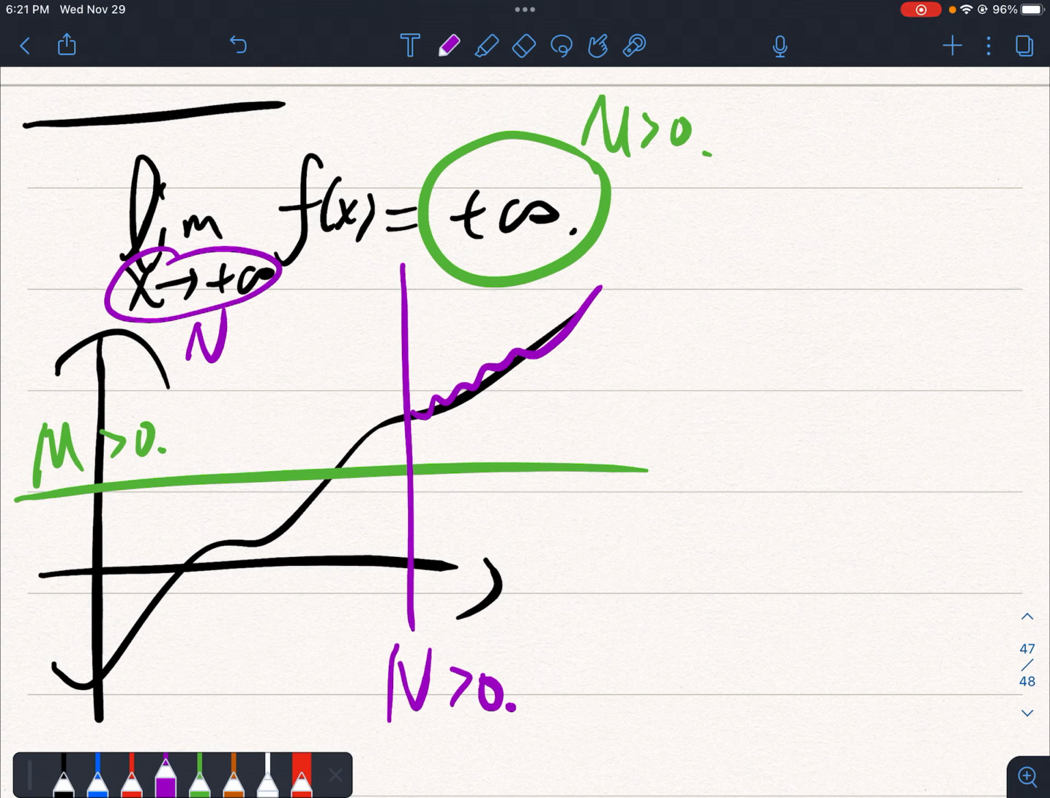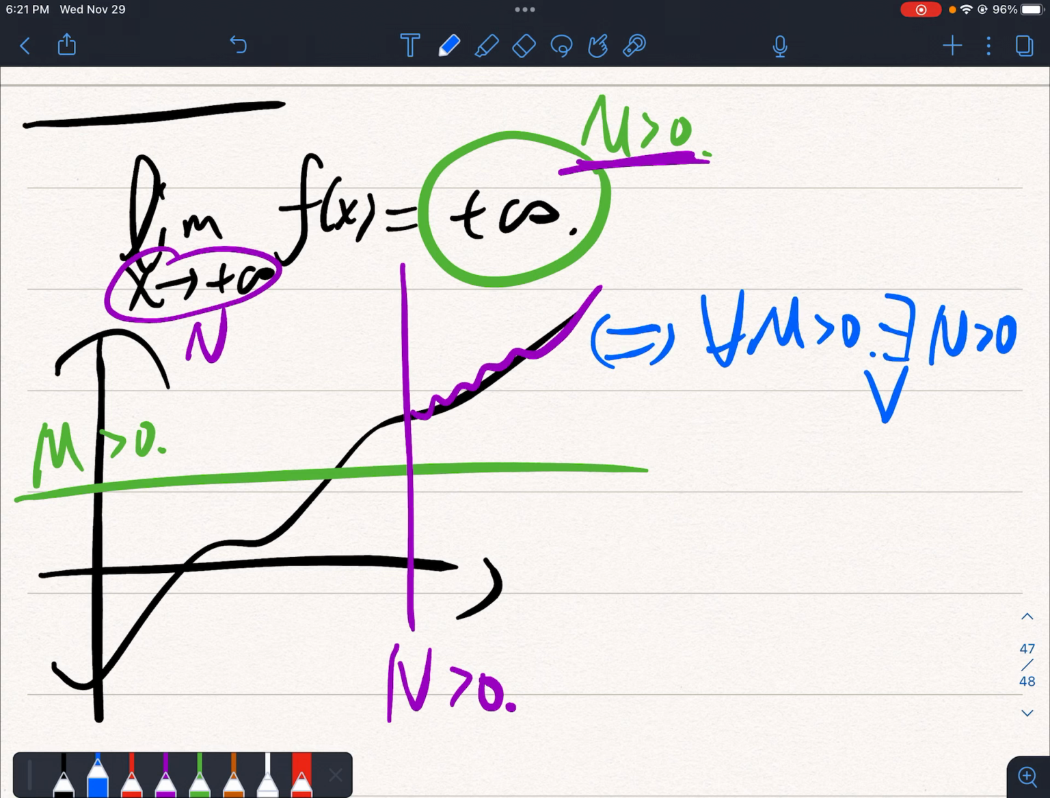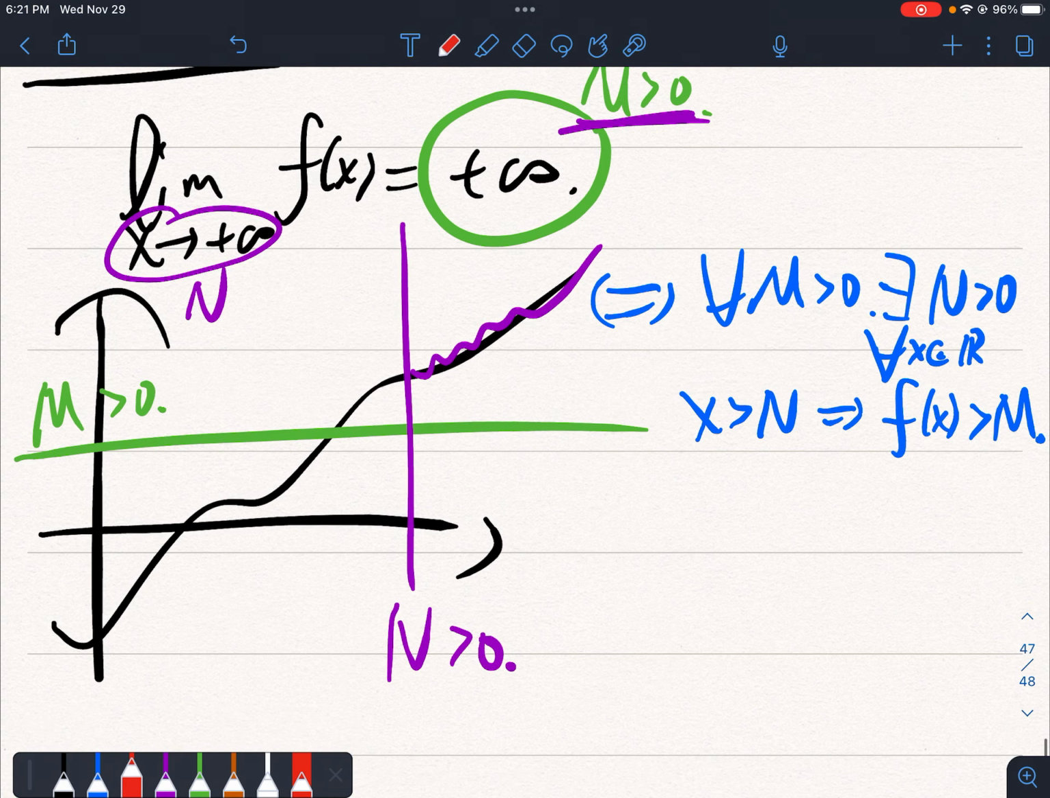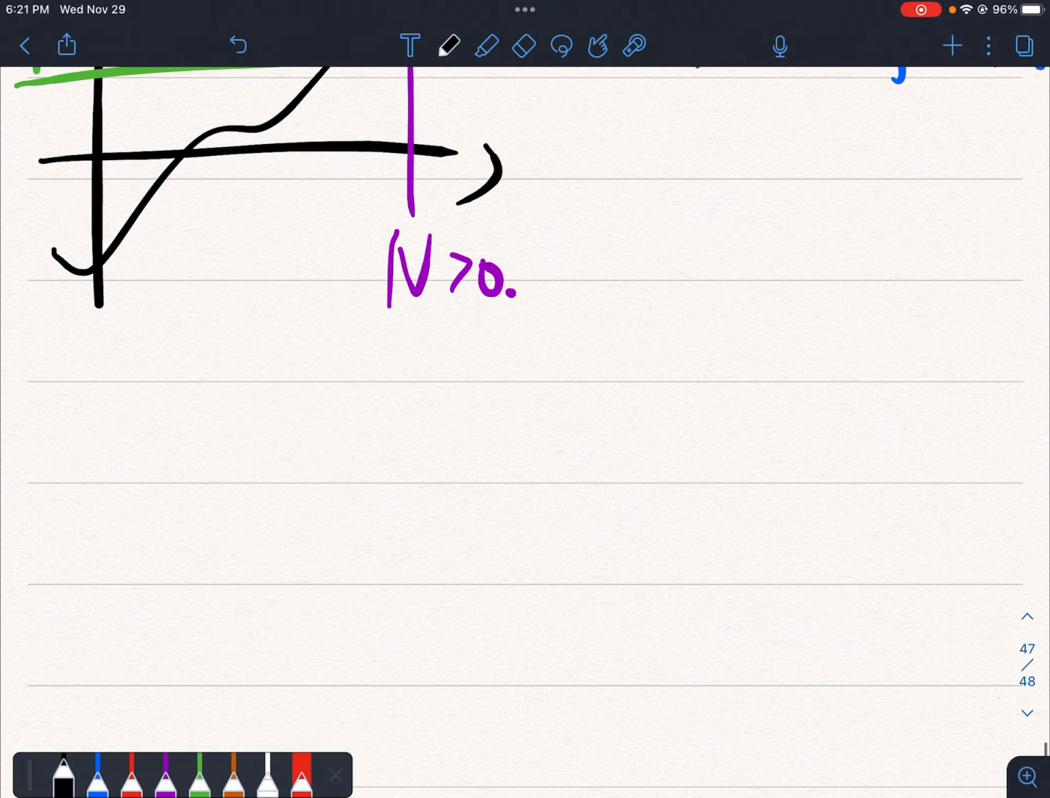So for x, we find some n that is large, such that for x larger than n, f of x is bigger than this m, where m is an arbitrary positive fixed number. So this means for all m bigger than 0, we can find some n bigger than 0, such that for all x in R, if x is bigger than n, then f of x is bigger than m. So similarly, you can define, for example, this becomes negative infinity, this becomes negative infinity. I will show you that example, okay?